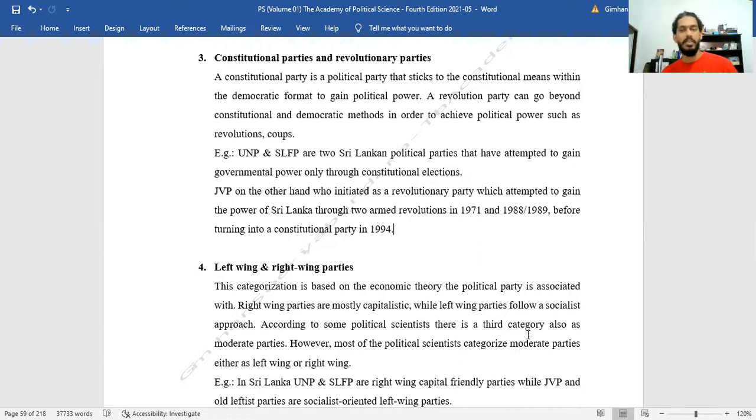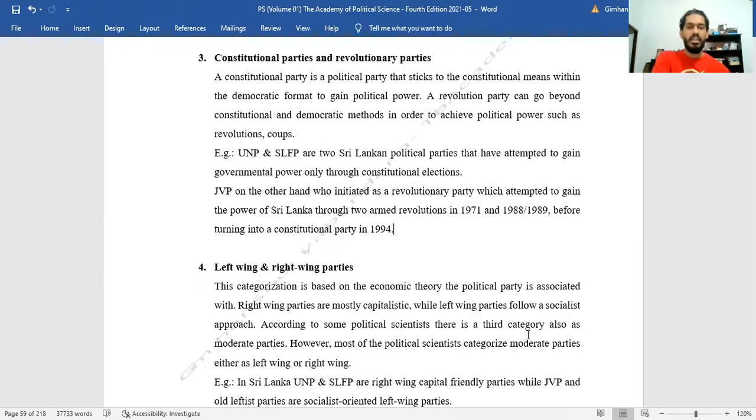But compared to them, the JVP attempted to gain power in Sri Lanka through two armed revolutions. In 1971, they tried once, and it didn't work. In 88, 89, they tried for the second time. This time it was even bloodier, very effective and very violent, which is why Sri Lanka has very dark memories from those times. And of course, in 1994, they turned into a constitutional party, which means they were a revolutionary party at one point, and then they turned into a constitutional party later on.